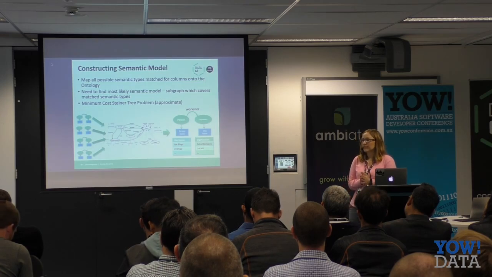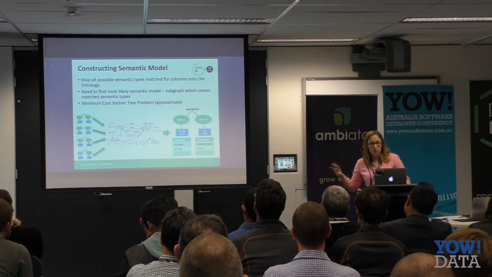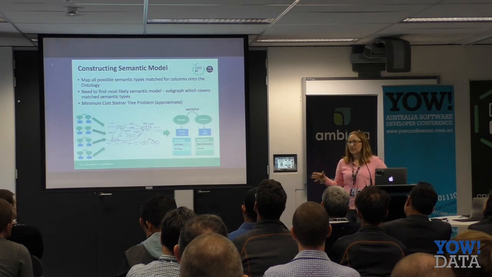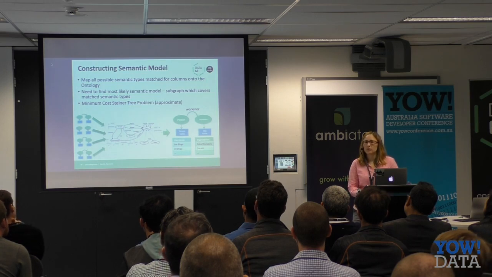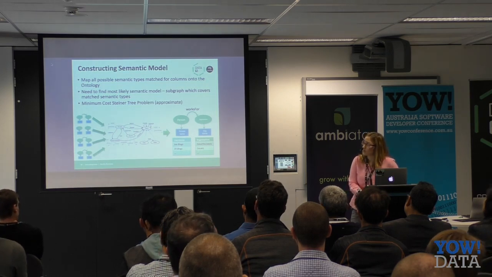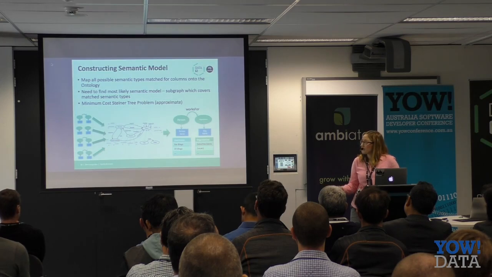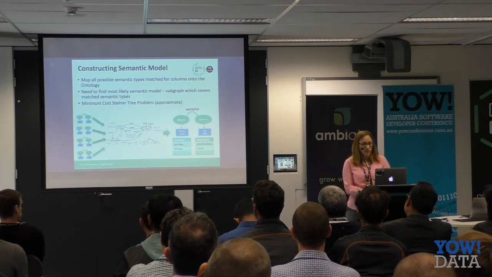And what our semantic model actually is, in this case, is a subgraph in this ontology which covers the matched semantic types. And this is a graph problem, as you understand, and in particular we phrase it as a minimum cost Steiner tree problem. So this is a very rough idea. And then we do some graph magic and we get a semantic model as an output.